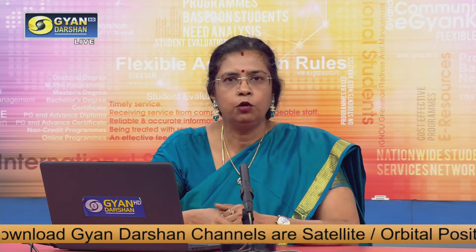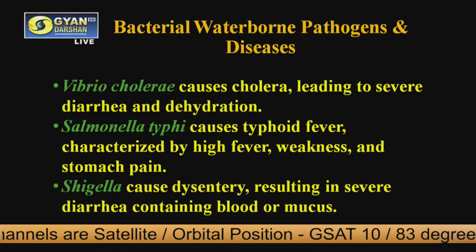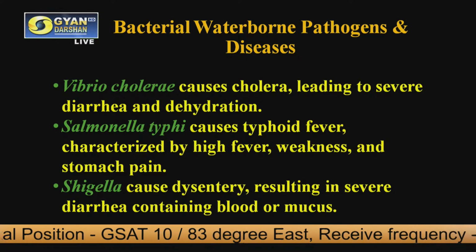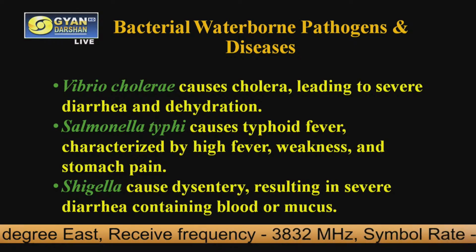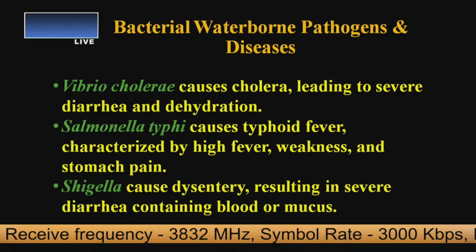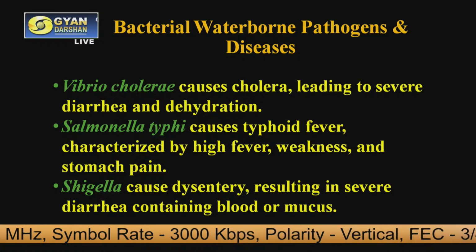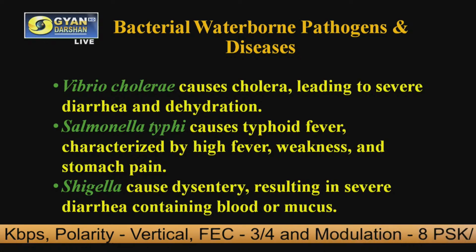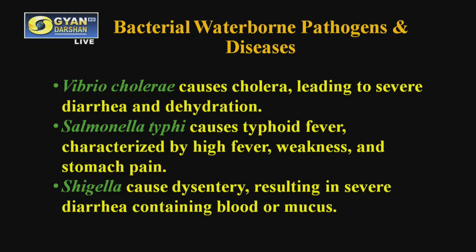Now let us talk about the bacterial waterborne pathogens and the diseases. The first is Vibrio cholerae. This causes cholera and leads to severe diarrhea and dehydration. We will also discuss these bacteria in a little more detail. Salmonella typhi causes typhoid fever and is characterized by high fever, weakness, and stomach pain. Shigella causes shigellosis and dysentery, and it results in severe diarrhea containing blood and mucus.